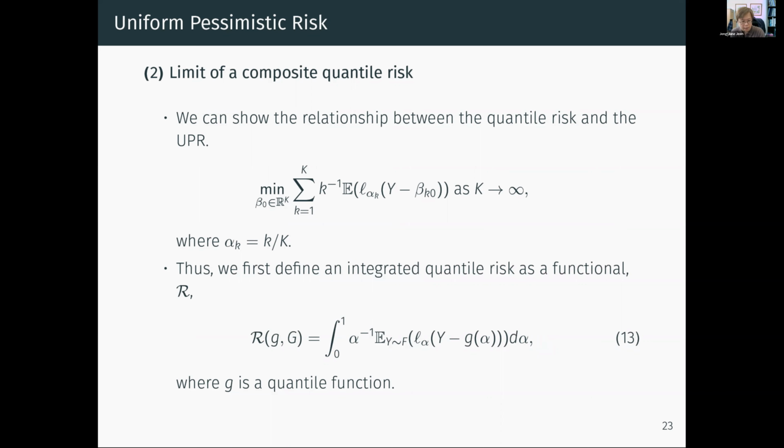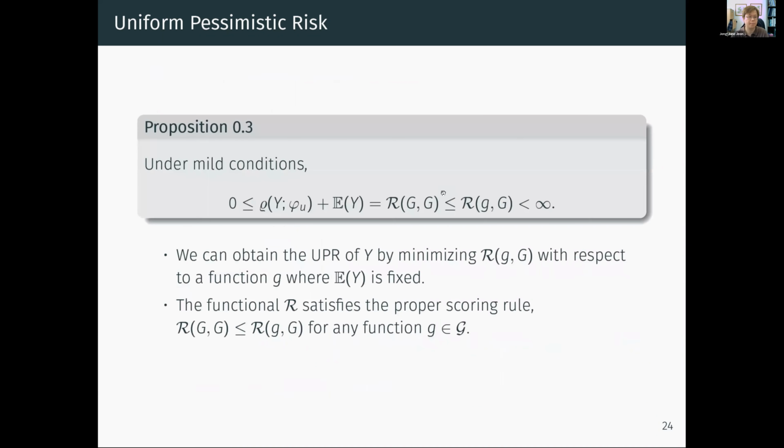So thus we can define the integrated quantile risk as a functional by equation 13. Please see equation 13: the uniform pessimistic risk with respect to G is a quantile function. It is written as the integration of the expected quantile risk, and G must be chosen as a risk function. So by choosing a small g, a quantile function, we can evaluate the risk functional. Equation 13 can be used for M-estimation by estimating the quantile function. Okay, so we can obtain the following proposition 3.